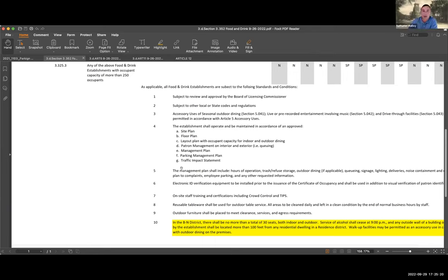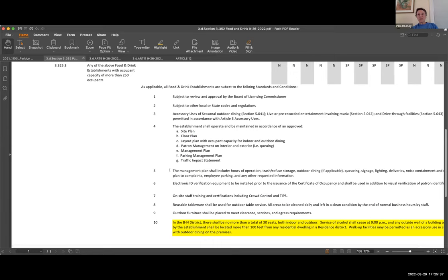Sure. So quickly, I'm going to interrupt just for a second, Nate. The transition zone is absolutely the key word, because you have the late nights, you have the large venues in the BG.